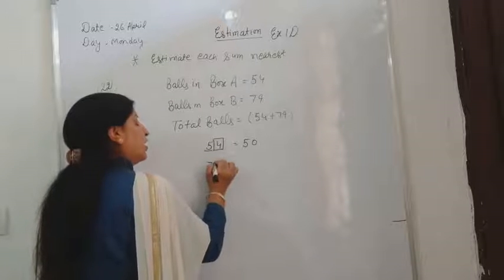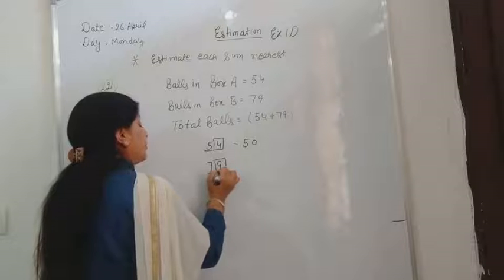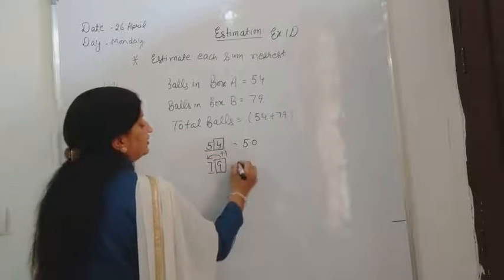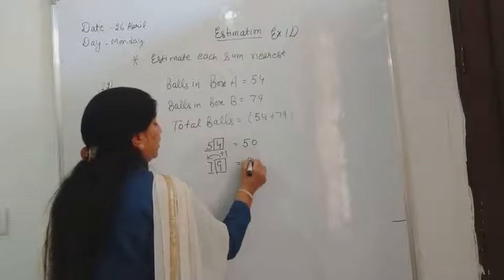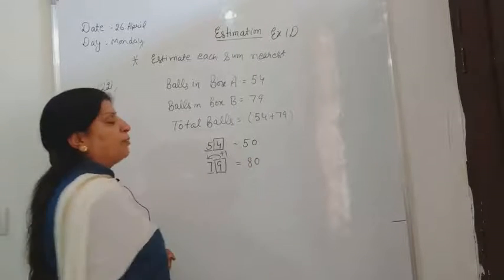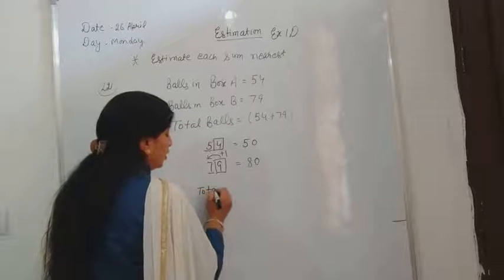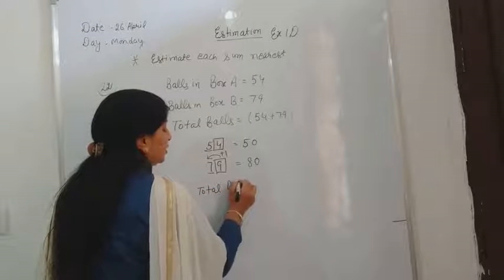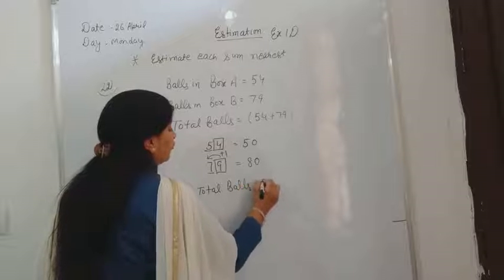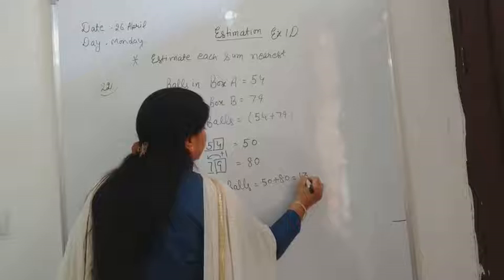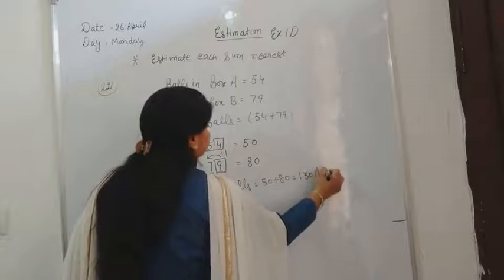The next number is 79. 7 is underlined and 9 is in the box. 9 is greater than 5, so you add 1 to this number, and after adding in the tens place your number becomes 80. So your total balls is 50 plus 80, that is equal to 130, and this is your answer.